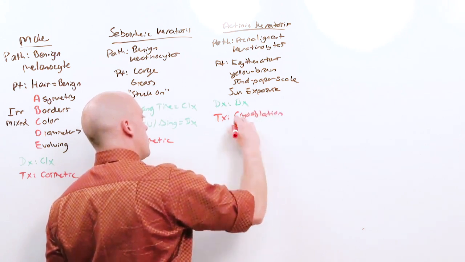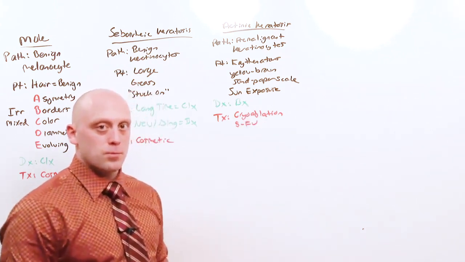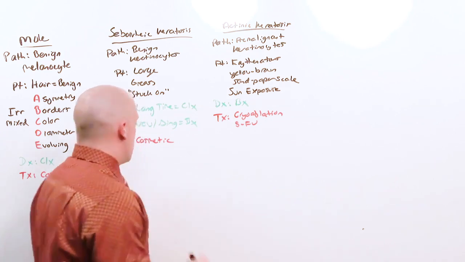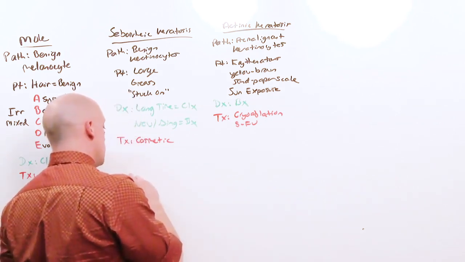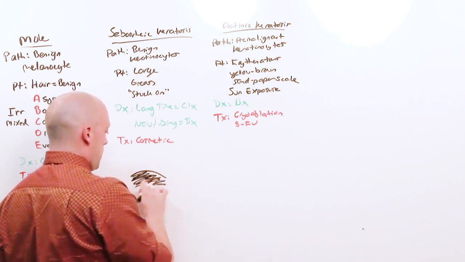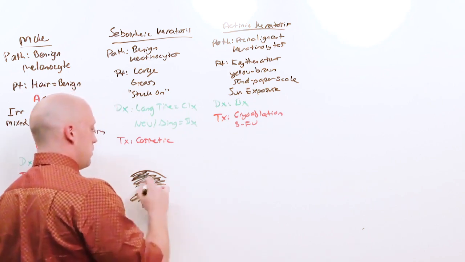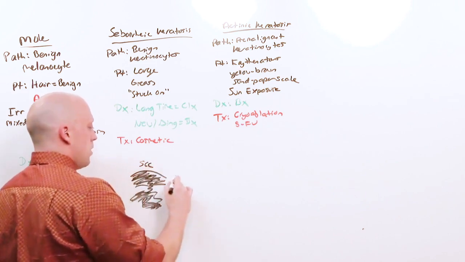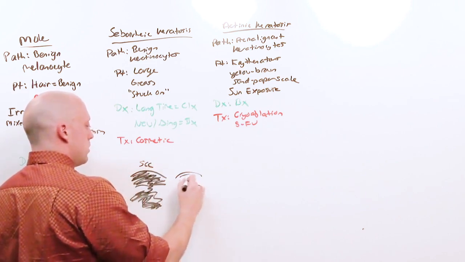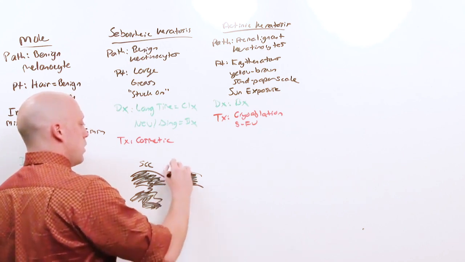Just freeze it off, and you can use 5-fluorouracil to back it up to get any residual. The idea is that once cancer gets out of the basement membrane, now it grows big and nasty. This is full-on squamous cell carcinoma. Carcinoma in situ is the entire epithelial layer being replaced by malignancy. This is Bowen's disease.